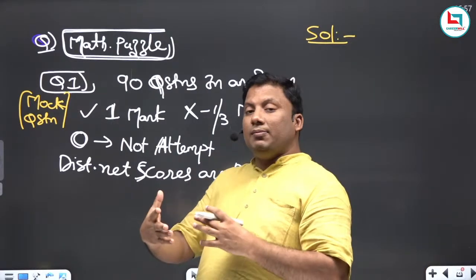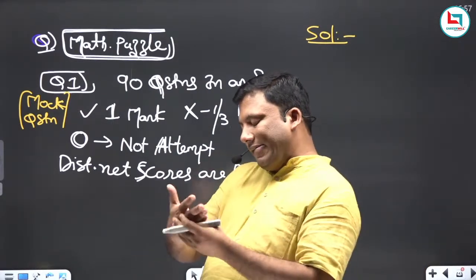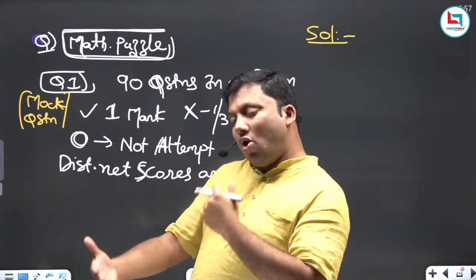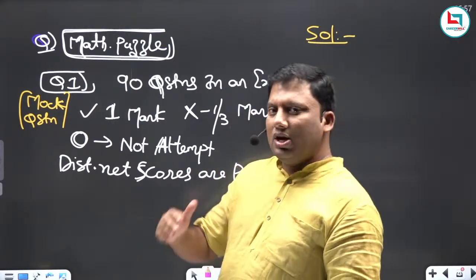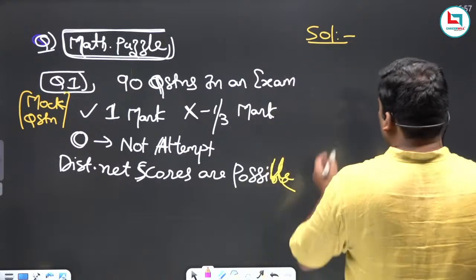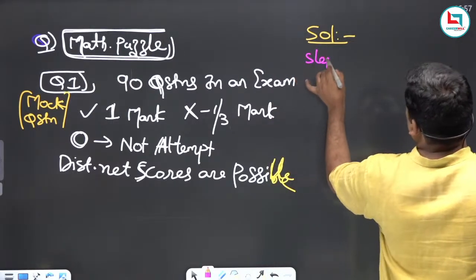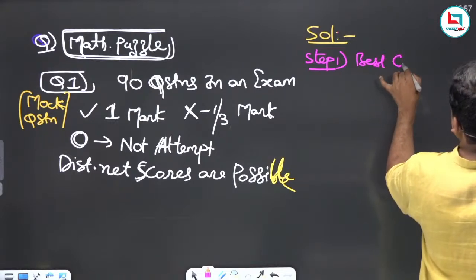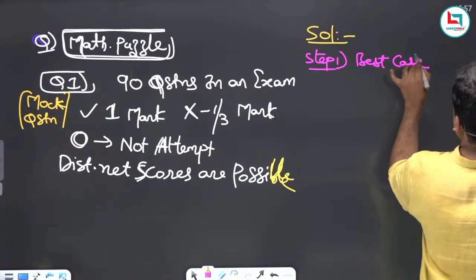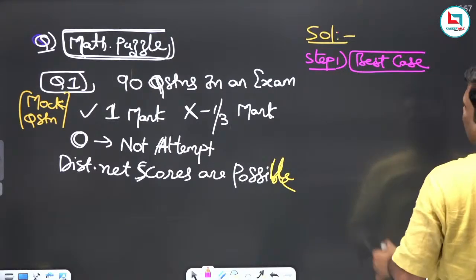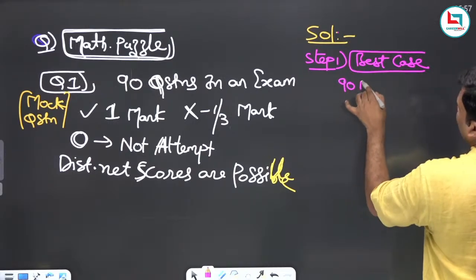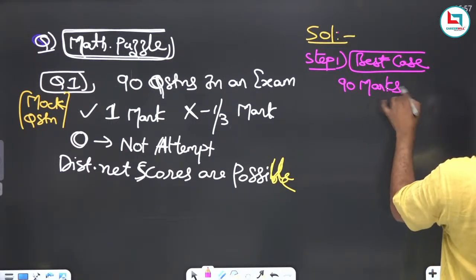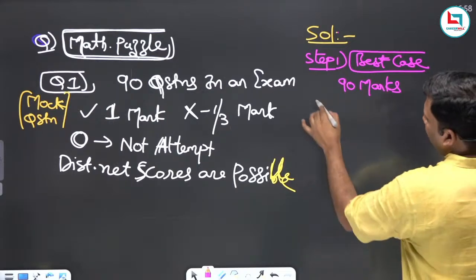There is an exam which is happening. 90 questions are there in this exam. Best case: all 90 questions I attempted and all 90 I got right. What is the best case? I attempted all the questions and got all of them right. So totally how many marks will I get? 90 marks.